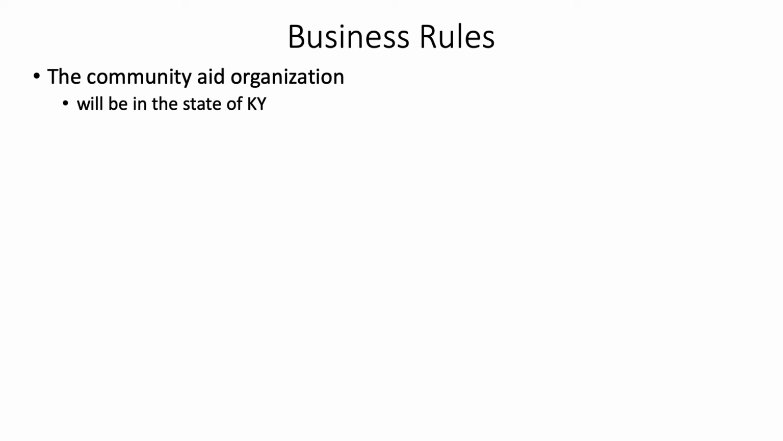We're going to be working with a community aid organization, something like a Salvation Army food center or some charitable organization that provides aid to folks in need. So the first thing we've got is an environmental statement from our business rules. It's going to be in the state of Kentucky. Well, that tells us we can use zip codes and we don't have to worry about country codes and telephone numbers.